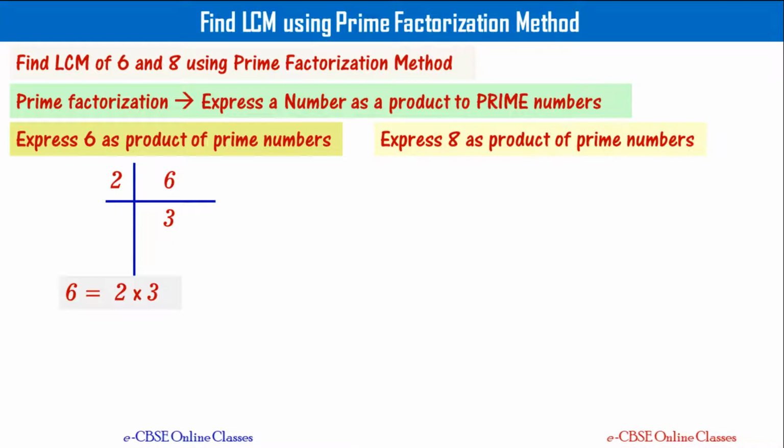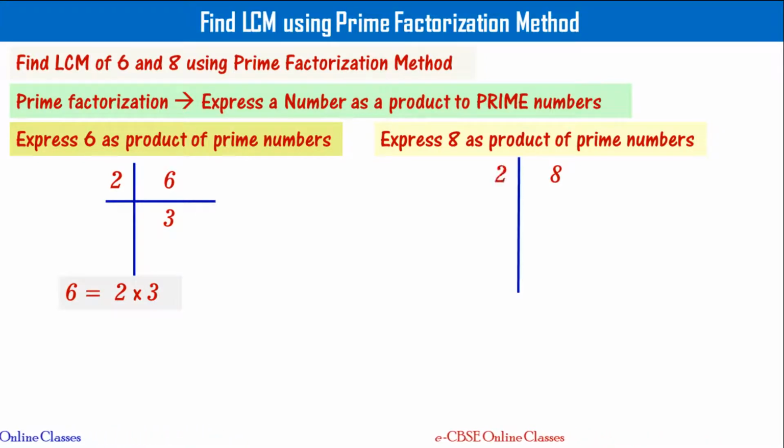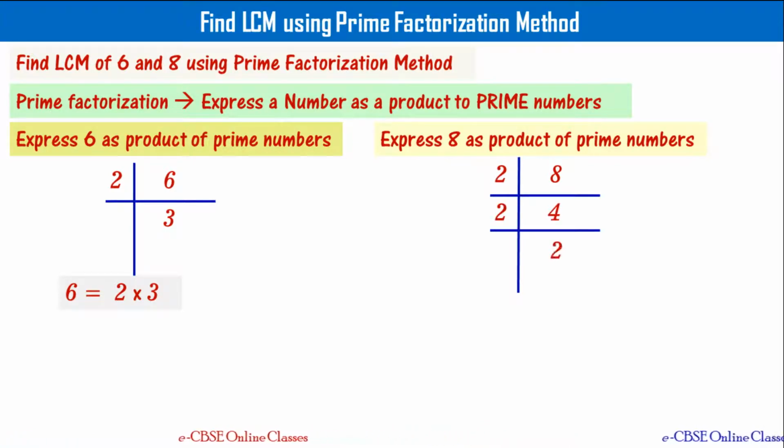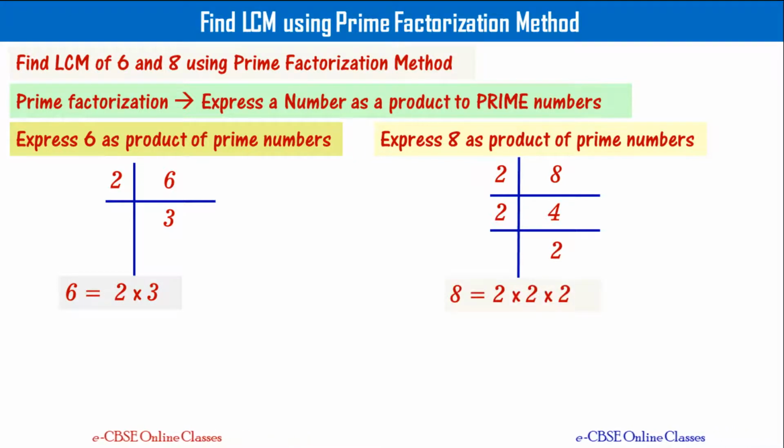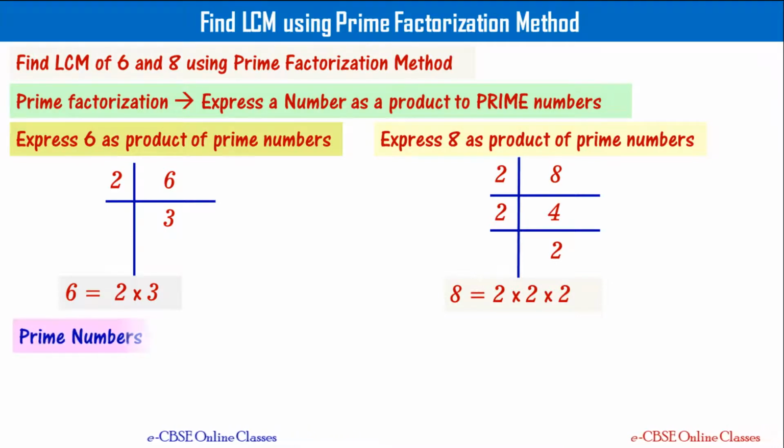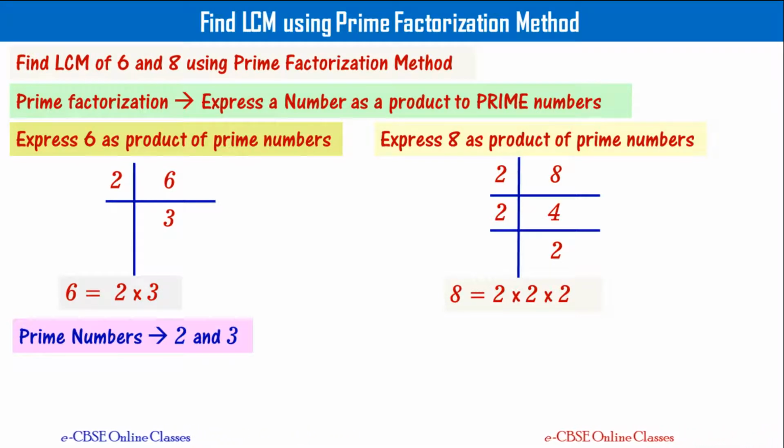Similarly, when you express 8 as a product of prime numbers, 8 can be written as 2 times 4, and 4 can be written as 2 times 2, right? So it means 8 can be written as 2 times 2 times 2. So now we are done with prime factorization of these two numbers. And if you observe, the prime numbers involved are number 2 and number 3 only, right?